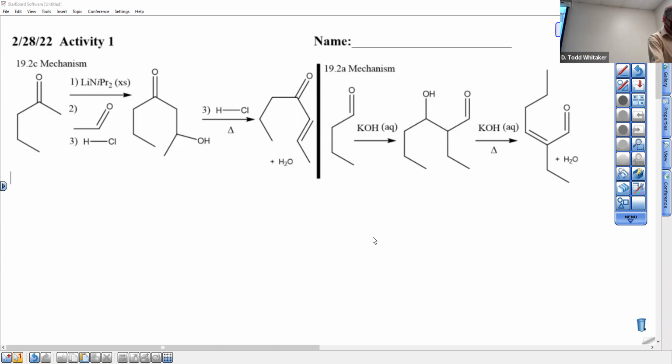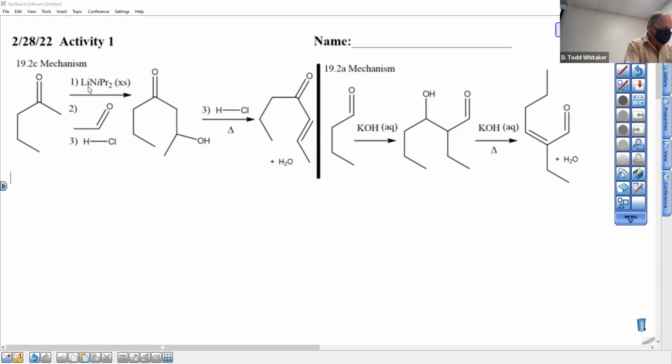And I'm kind of going out of order in the book because in section 19.2c, there's something called a directed aldol condensation. And it actually breaks down the mechanism into smaller pieces for you. And then when we do the normal aldol, we'll see all the pieces that we did over here, we're going to do again over here.